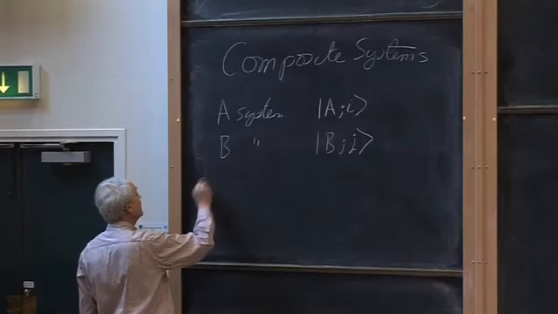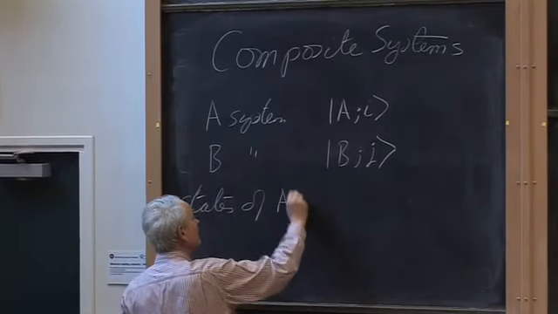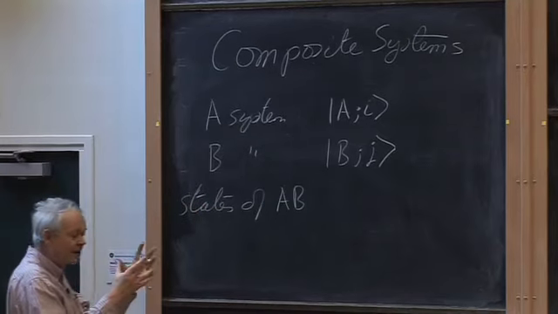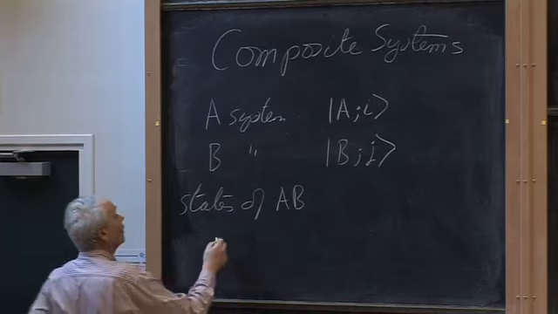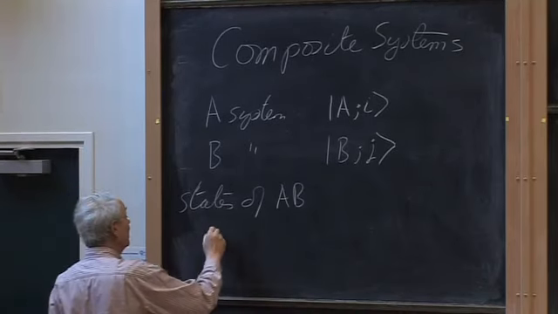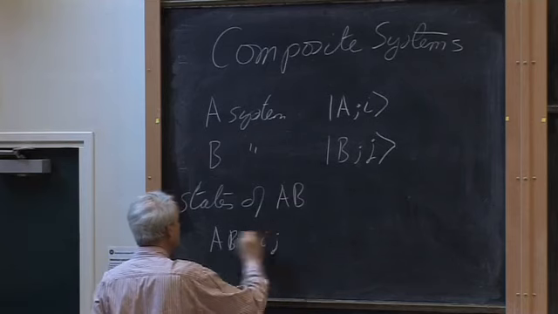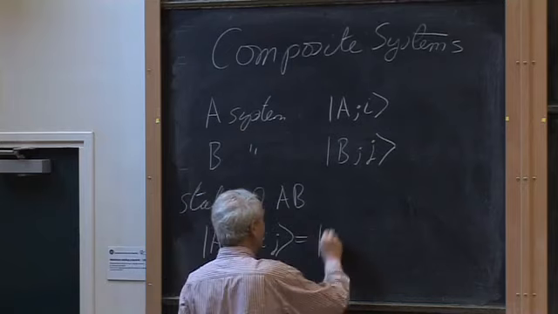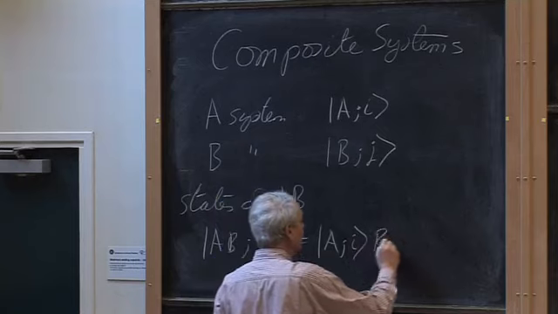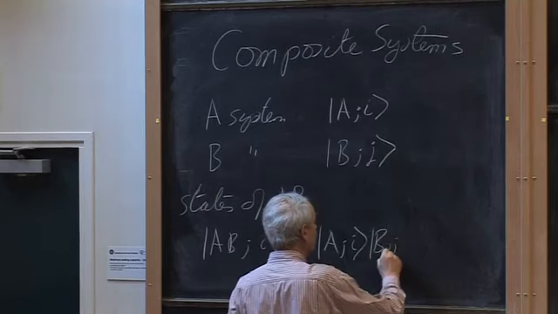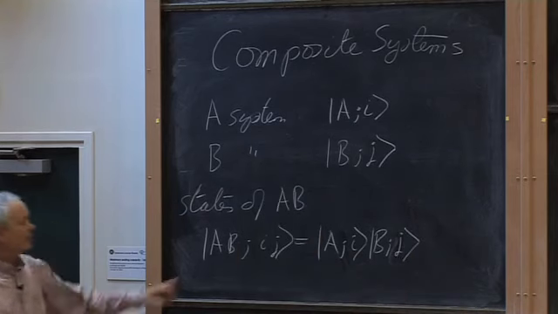So first of all, we just write some formal stuff. The states of the compound system AB, when you logically think of the system A with B as one system, some of the states of the system AB are written like this: AB; i, j, and we write it symbolically as A; i, B; j. Sorry, the semicolon and the j look too similar. So let's just ask ourselves, what does this mean?